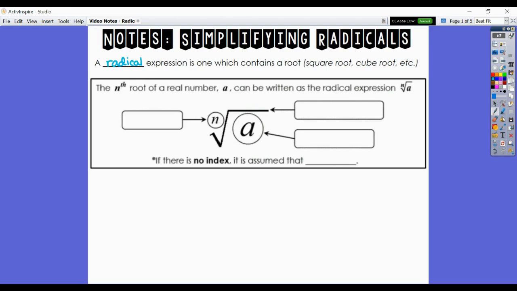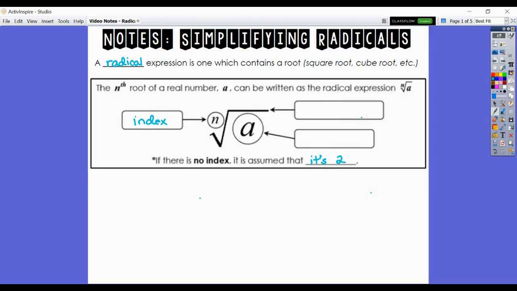Let's explain what the radical expression looks like. There's going to be a small number on the outside of the radical indicating what root it is, and we call this number the index. Again, we'll be dealing today with square roots, so we'll have a 2 there. If there's no index there, it's also assumed to be a 2.